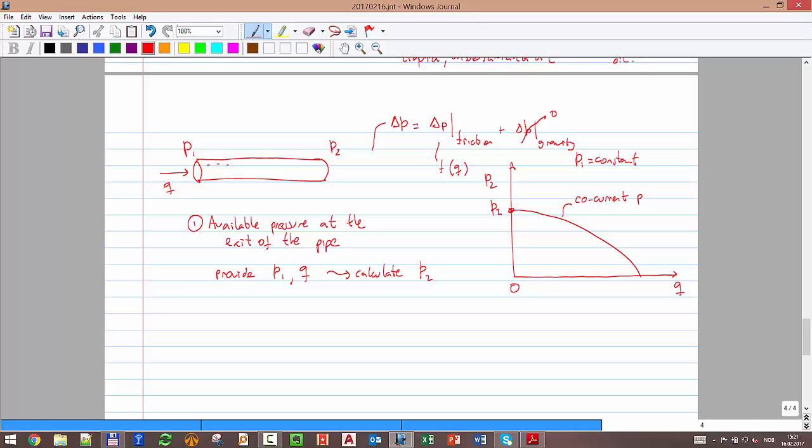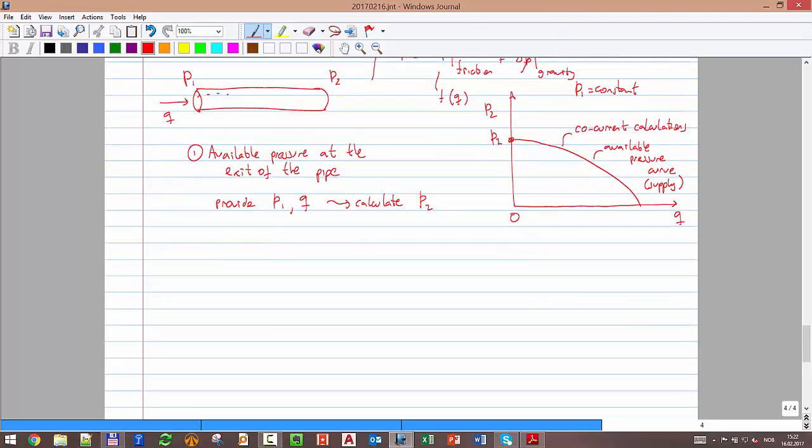So that's the co-current pressure calculation, and that's also the available pressure at the discharge of the pipe. So I'm going to call it the available pressure curve. Also, if we are using more economical terms, we can call it supply. So that's very clear. That's the first calculation method that I have.